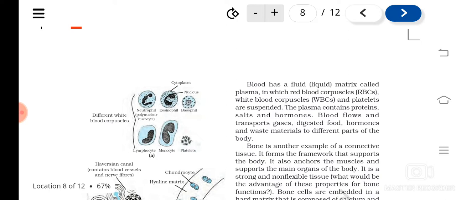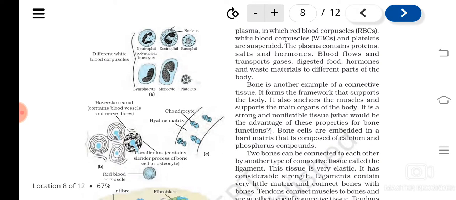Is it clear? Then the next type of connective tissue is bone. So what is bone's function? It forms the framework that supports the body. Then it anchors the muscles and supports the main organs of the body, and it's a strong and non-flexible tissue.